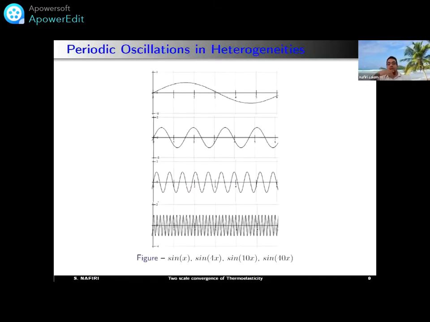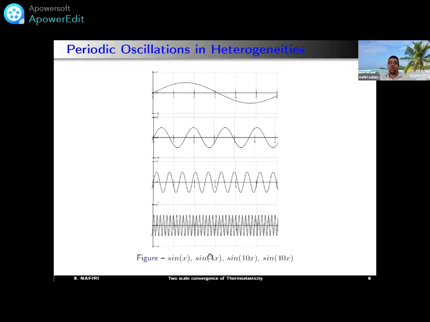Okay, so these oscillations, which somehow translate the heterogeneities that exist between the materials, can be modeled by a coefficient which is periodic. For example, here I consider sin x. If you consider sin x, it is a beautiful function which is regular.